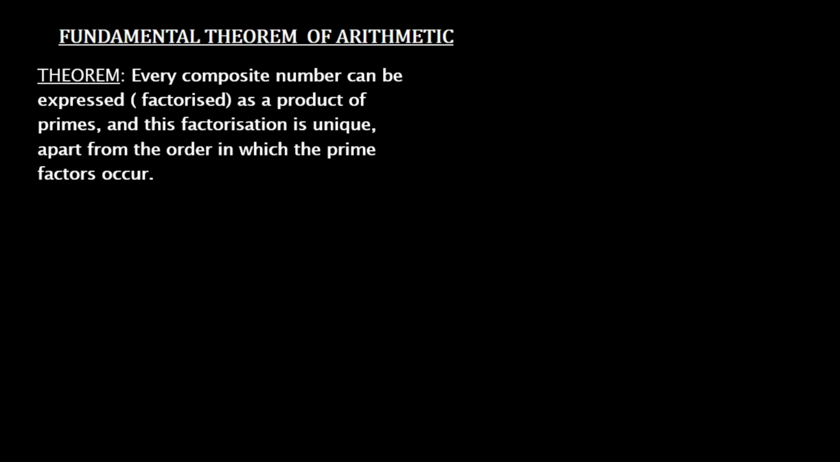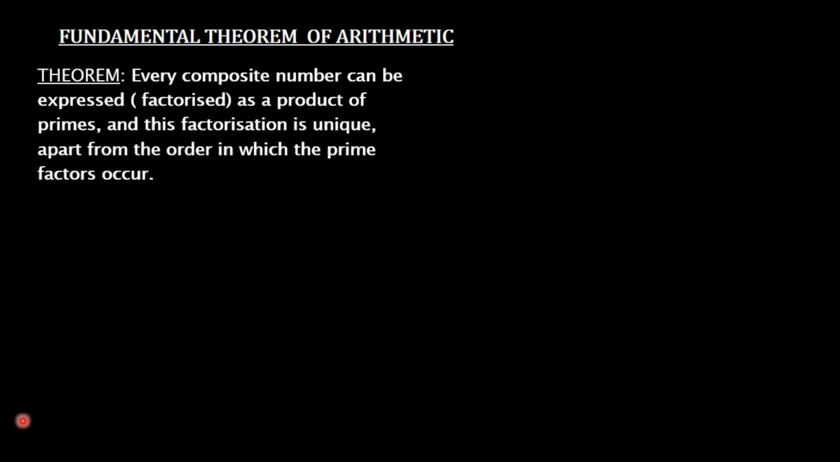What is this theorem about? About a composite number and a prime number. It is saying that every composite number can be expressed as a product of primes, or can be decomposed as a product of primes. And the decomposition or factorization is unique. That is, there is one and only one factorization of a composite number as a product of primes.